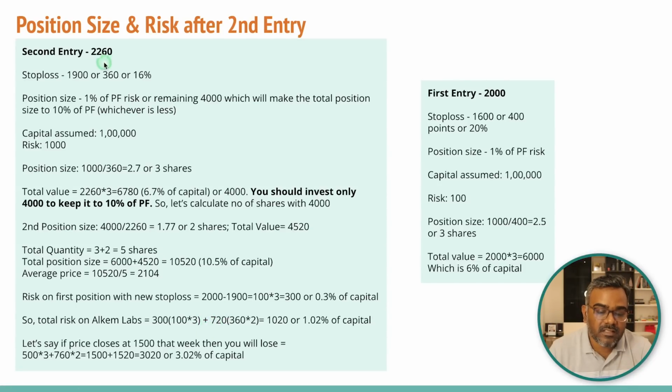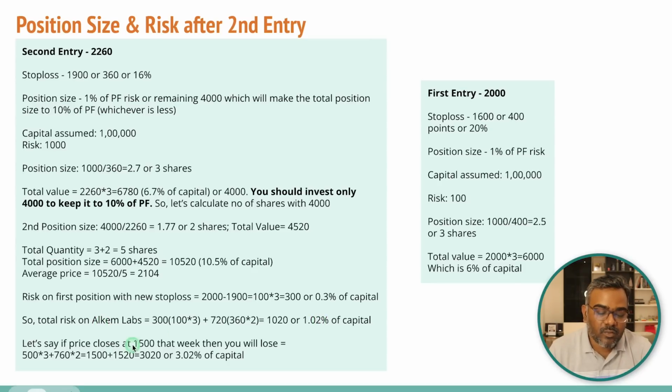So second position, the risk is 360 into 2 shares we bought, which is 720. So overall risk on the entire position is 1.02%, right? I hope this is clear. You have to rewind this again and again and watch. This is the most important point in trading and investing.